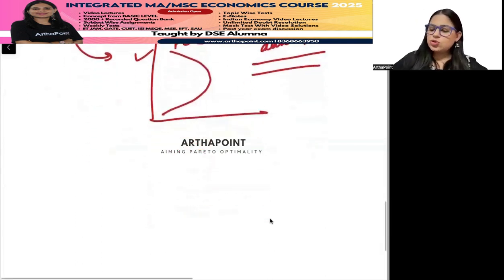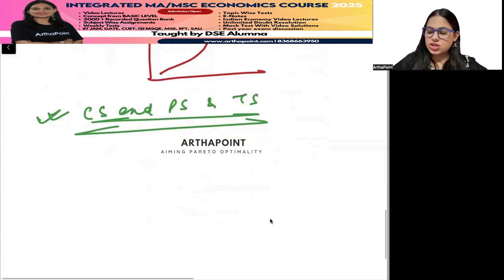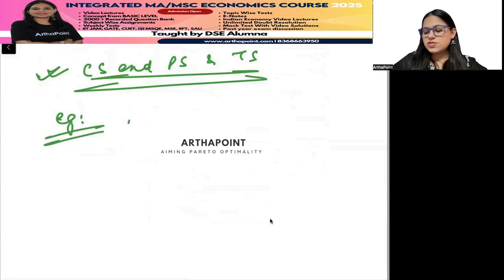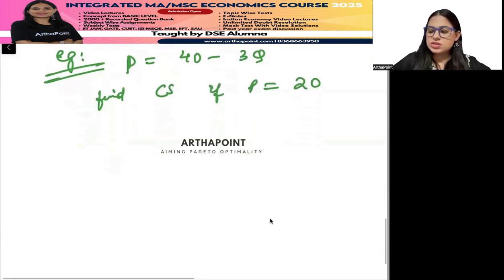Then the next thing that you should be well aware about is consumer surplus and producer surplus and total surplus. ये calculate करना आना चाहिए. So for example, if I give you a demand curve कि P is equal to 40 minus 3Q and I ask you to find consumer surplus if price is equal to 20, you should be able to find this out, right?